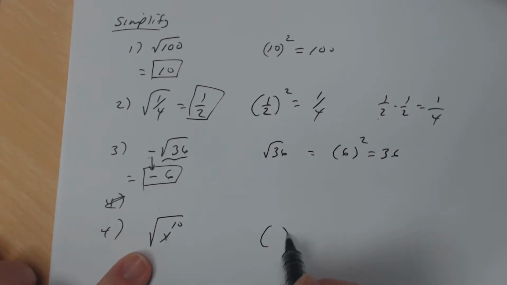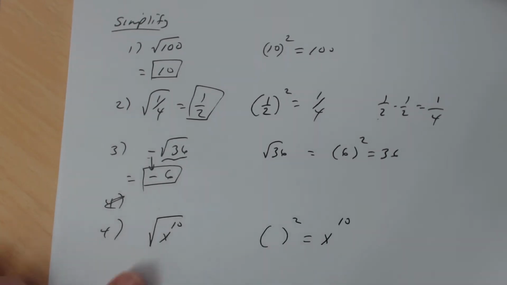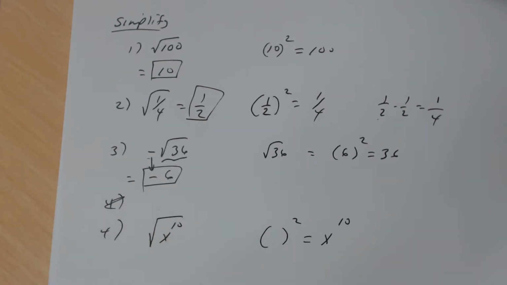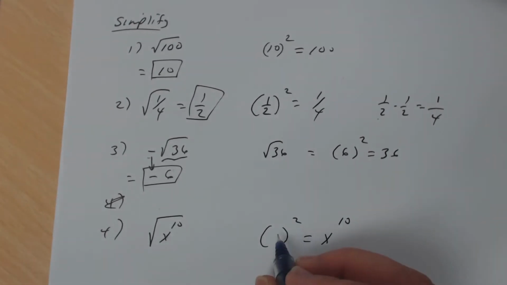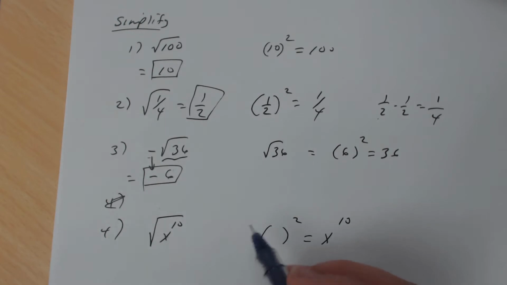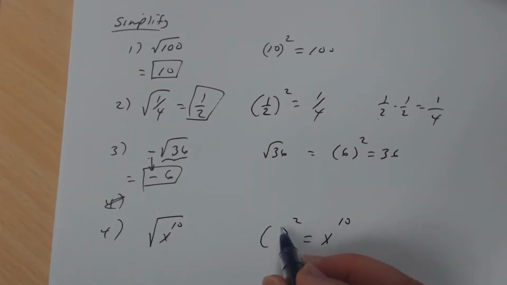So you're asking yourself, what squared is x to the 10th? In a later section, you're going to use the idea of rational exponents, and then it'll make things a lot easier. But this section is not dealing with rational exponents. You just have to think about what this really means. What squared is x to the 10th? Well, you have to remember some things from last semester. When you have a power raised to a power, you multiply. So x to the 10th is the same thing as x to the 5th squared, because 5 times 2 is 10.